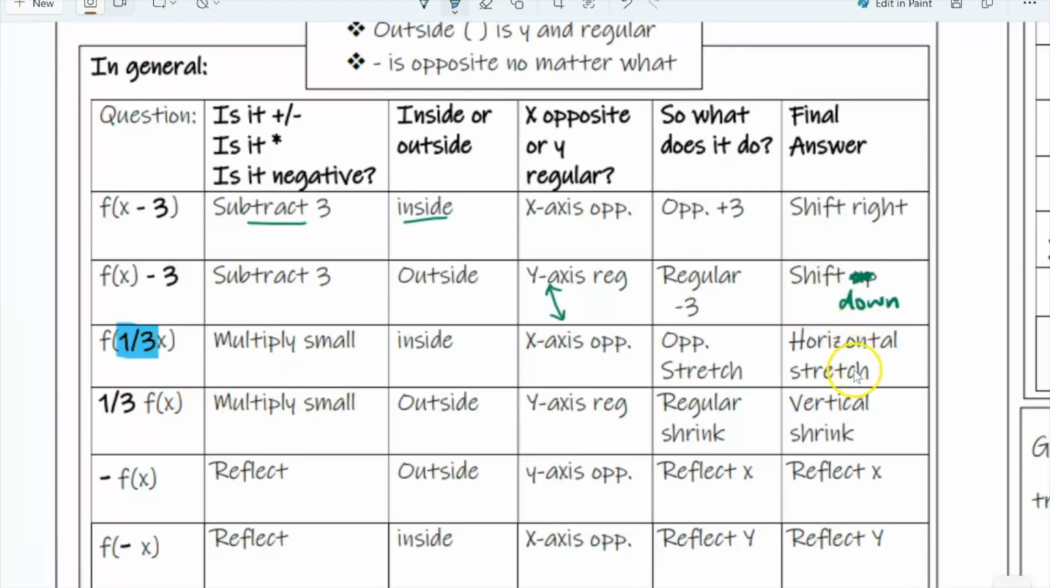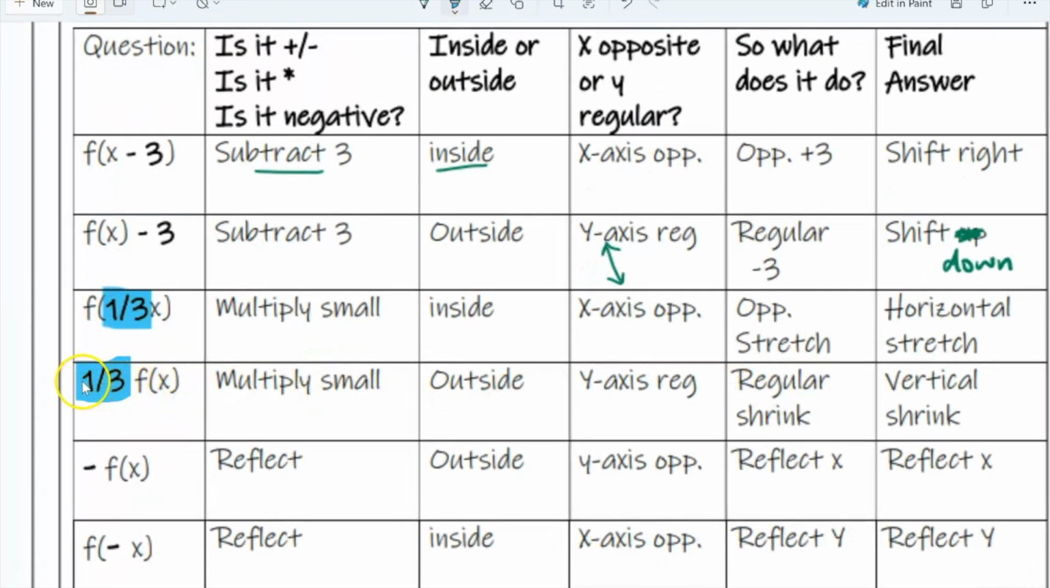That's a horizontal stretch. This one is outside. So if it's outside, it's what? Y and regular. So I'm multiplying by a small fraction because it's less than 1. It's going to be what I think. So small is going to mean that I'm trying to shrink it, and that means I'll have a vertical shrink.